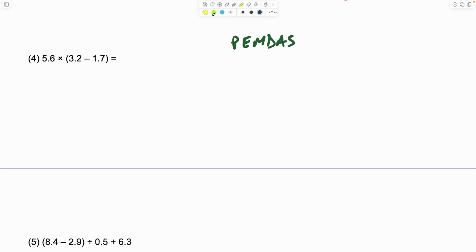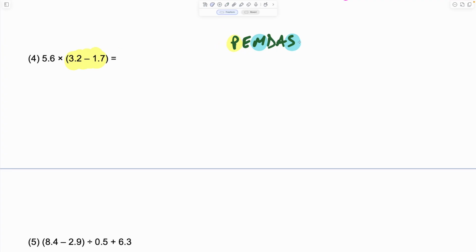So we have parentheses over here, and then we have multiplication and subtraction. With this one, we just have to be very careful. I know we are dealing with multiplication and subtraction. However, the subtraction is inside parentheses, so we're going to do the subtraction first because it's inside the parentheses.